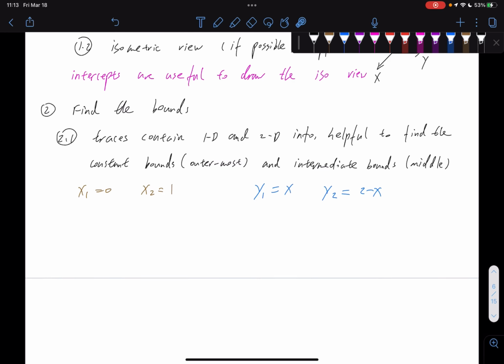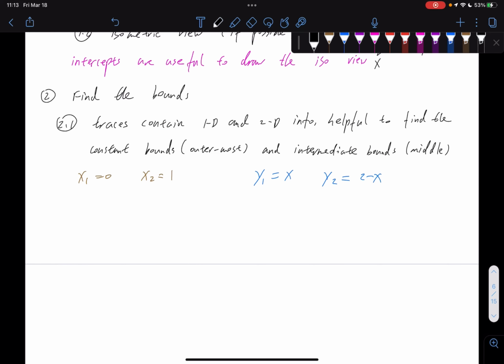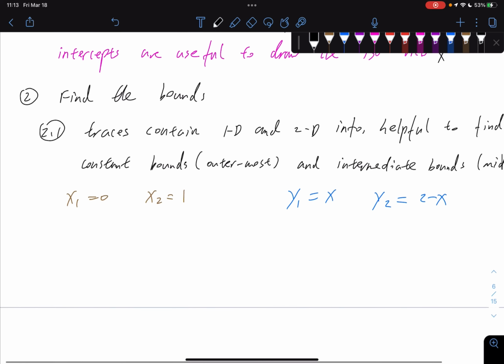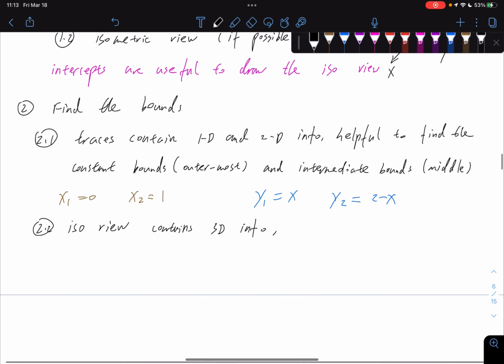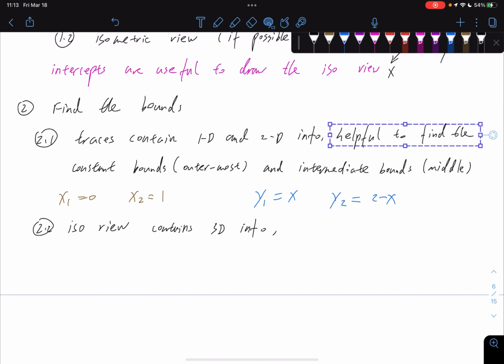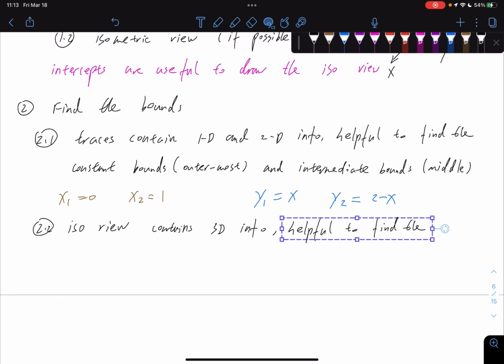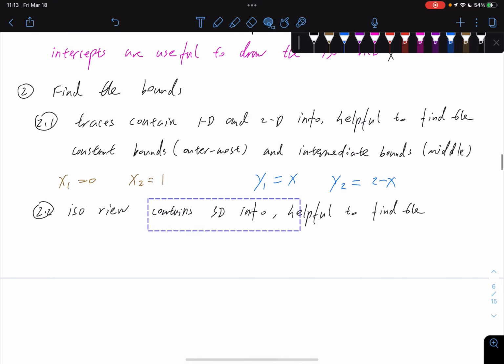So let's go to our isometric view. The isometric view contains, as you guessed, 3D information. And this is helpful for us to find the innermost bounds. Right, so the innermost bounds.